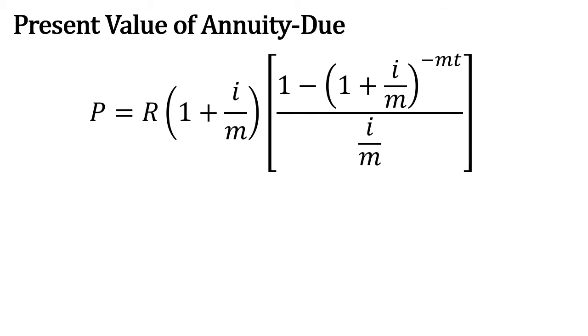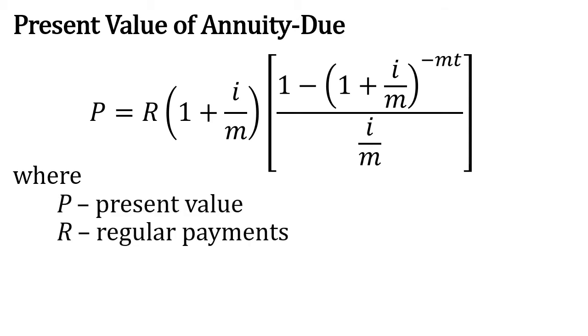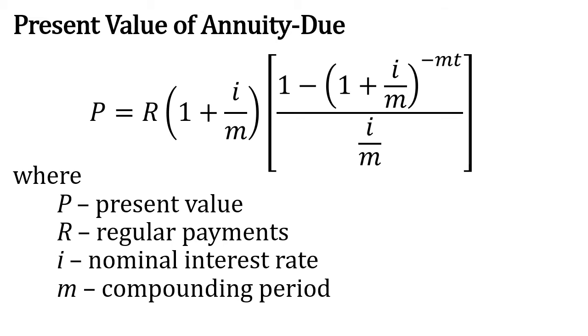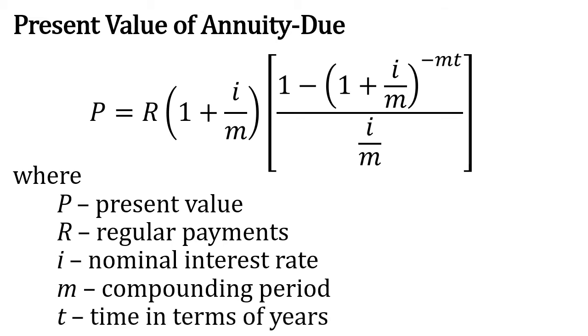Now, we have a different formula for the present value of an annuity-due. The formula is much longer compared to the ordinary annuity. P is equal to R times 1 plus I over M raised to 1 minus 1 plus I over M raised to negative MT all over I over M, where P is the present value, R is the regular payments, I is the nominal interest rate, M is the compounding period, and T is the time in terms of years.